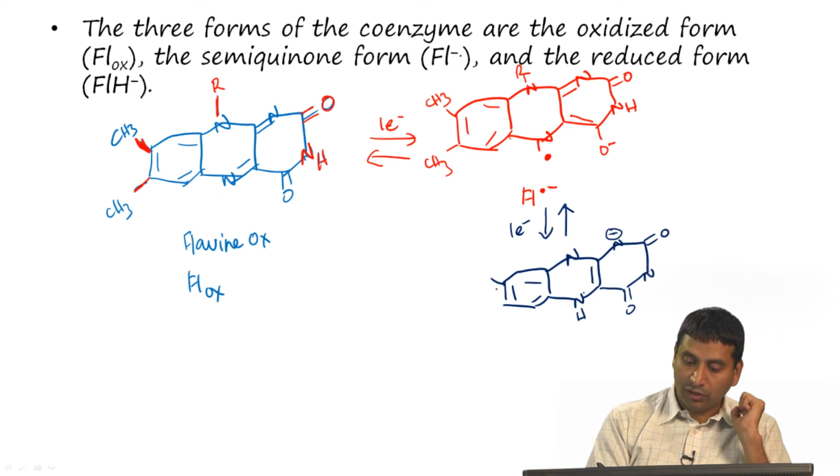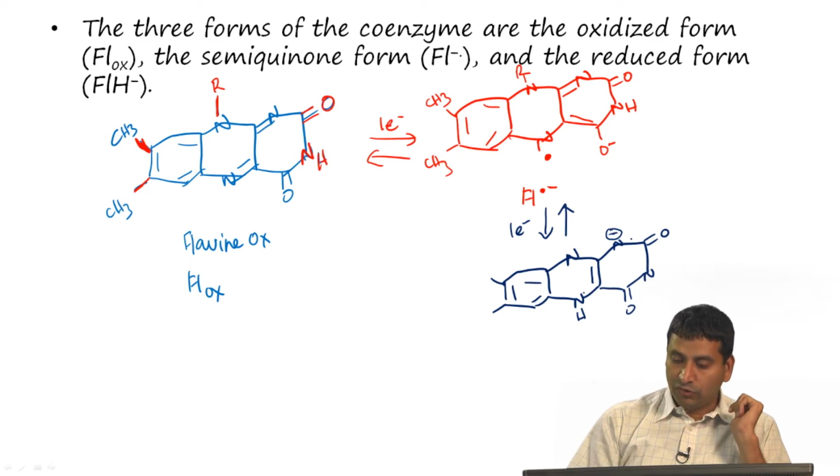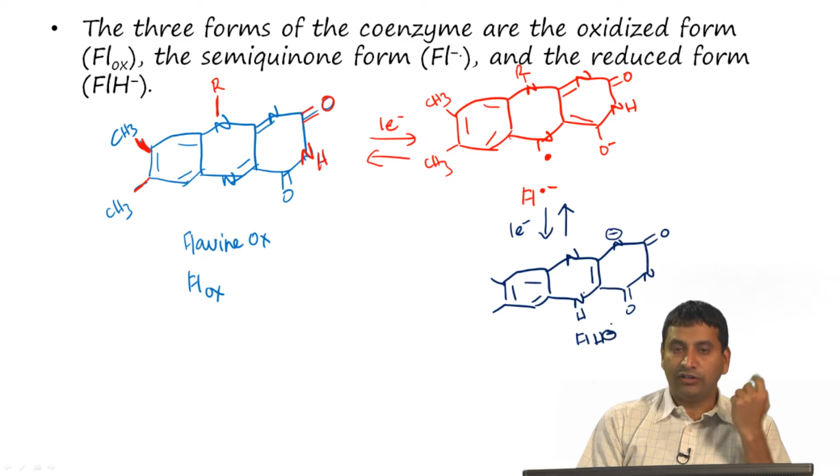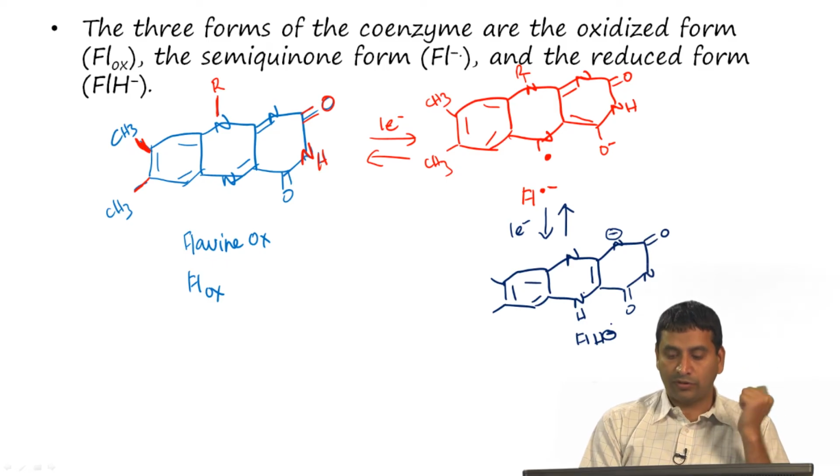Okay. So, what ends up happening is that this electron actually communicates here with this ring and picks up the electron and produces a full negative charge on this nitrogen on top. Okay. So, this species is called FlH minus, right. So, these are the 3 main species that are involved in the flavine redox process.